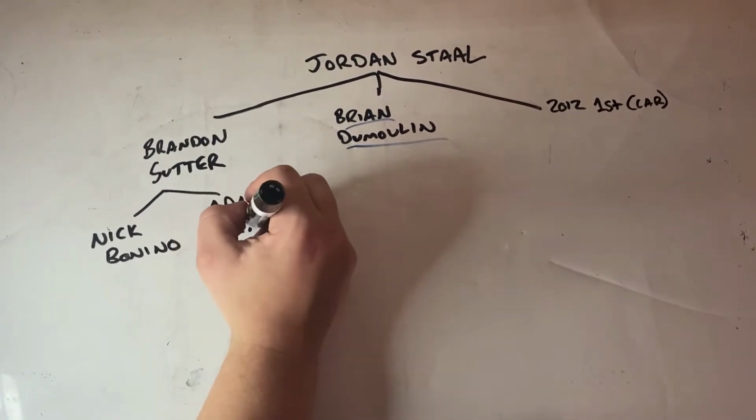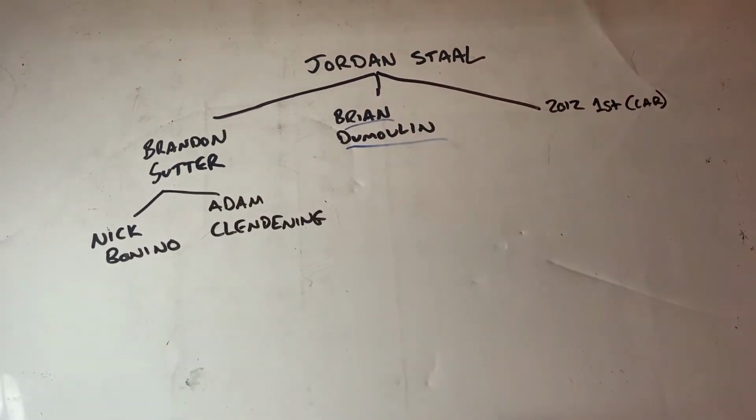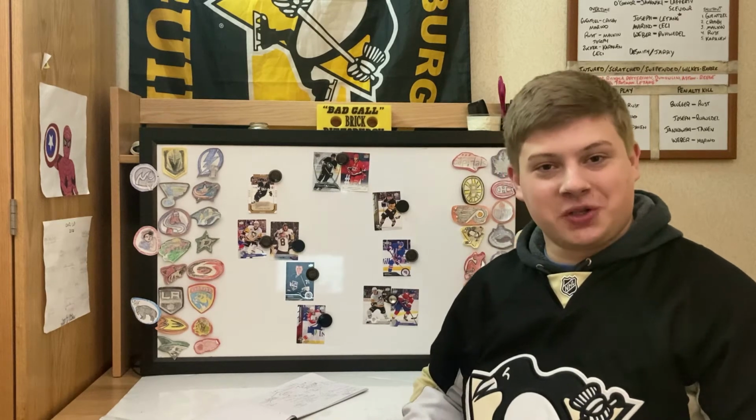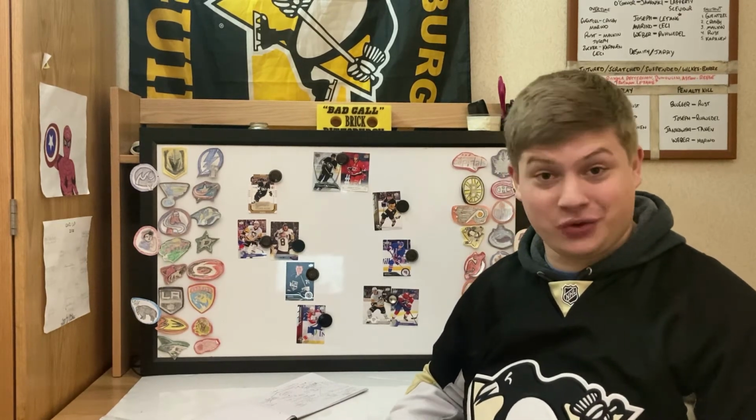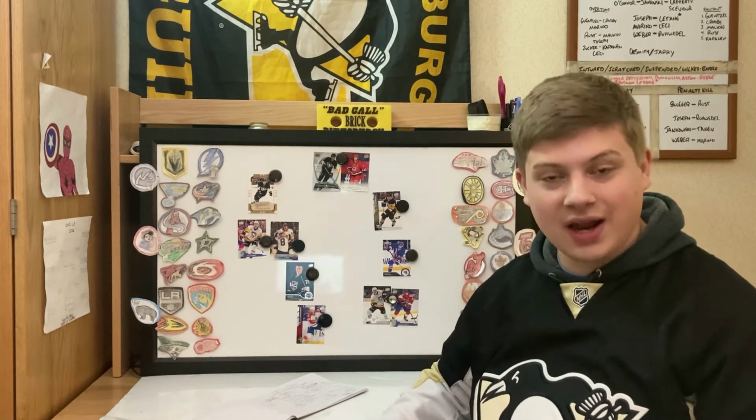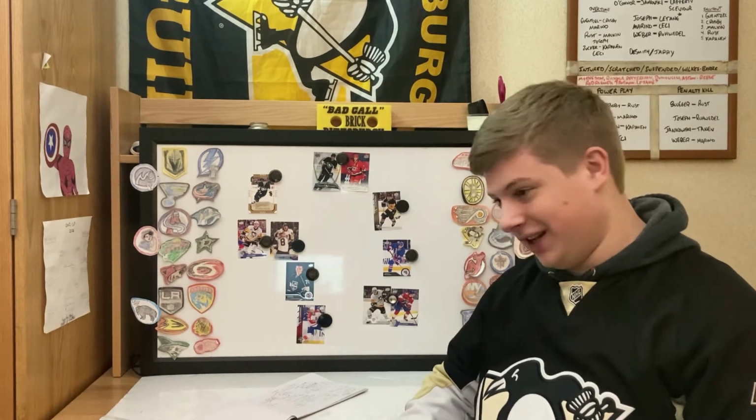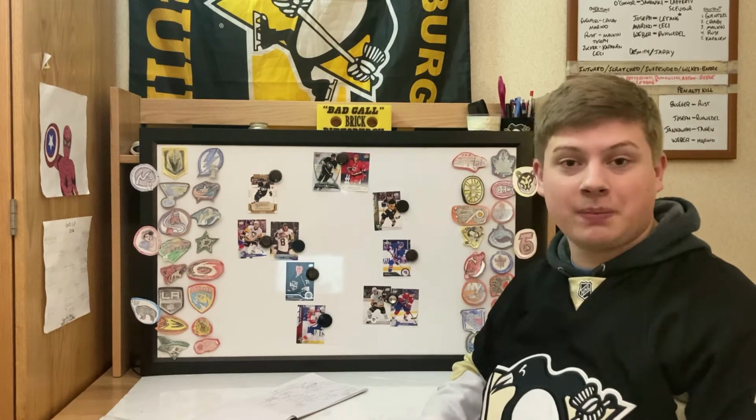On January 26, 2016, Brandon Sutter was traded for Nick Bonino and Adam Clendening. Nick Bonino had only 2 years with Pittsburgh, and in both of those years, guess what happened? He was great in the playoffs for us. He obviously was in the center of that HBK line, the Hagelin-Bonino-Kessel line, which we'll get to Hagelin later, actually. And Bonino was just a solid overall player and a third-line center that the Penguins needed.